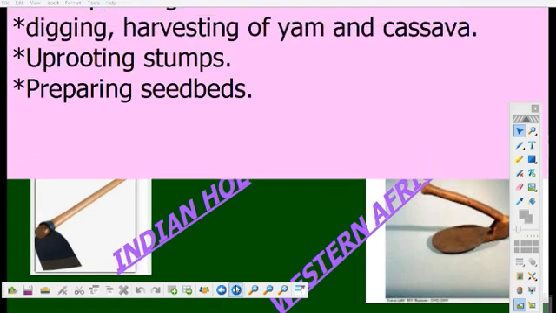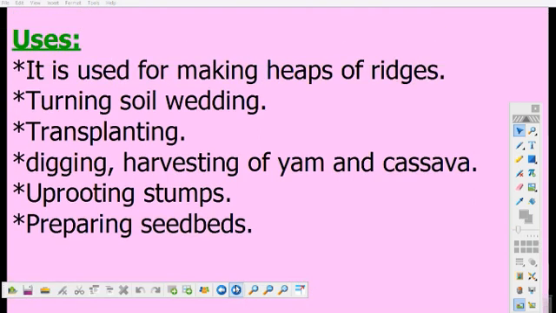Please take note. Okay, the uses of hoe. It is used for making heaps or ridges. Two, it can be used for turning soil, weeding. Three, it can also be used for transplanting. And the fourth one, it can be used for digging, harvesting of yam and cassava. And the fifth one can be used for uprooting stumps. And the sixth one can be used for preparing seed beds. These are the six uses of hoe, whether West African hoe or Indian hoe. Please take note.